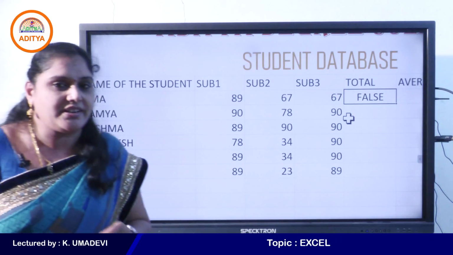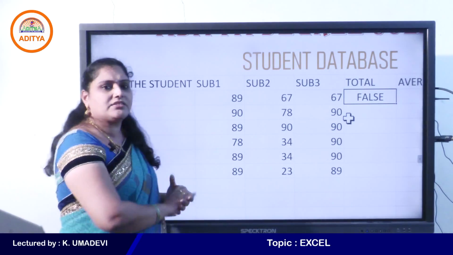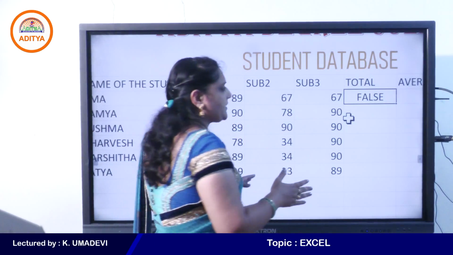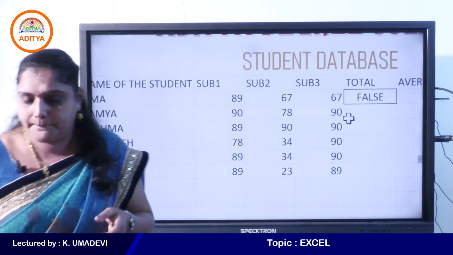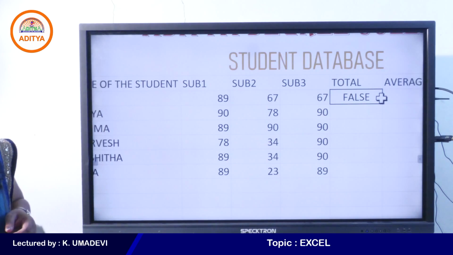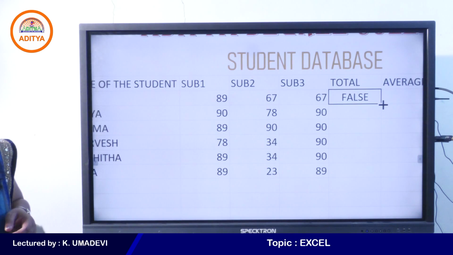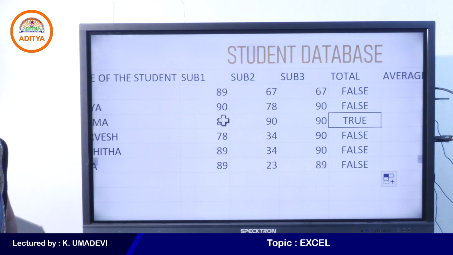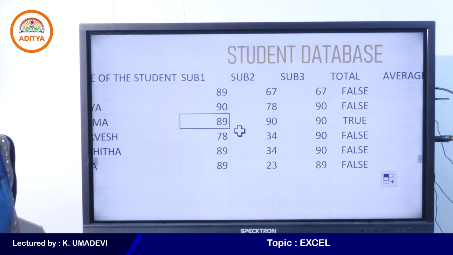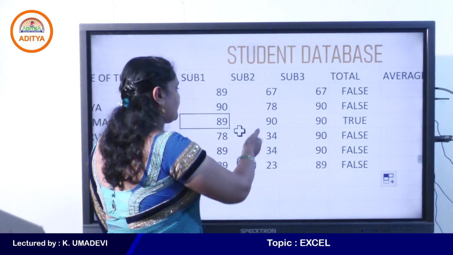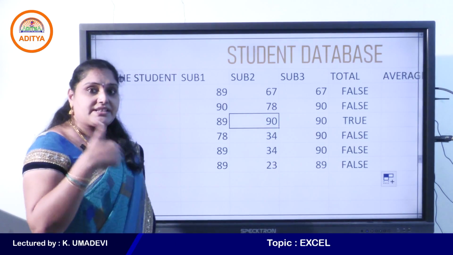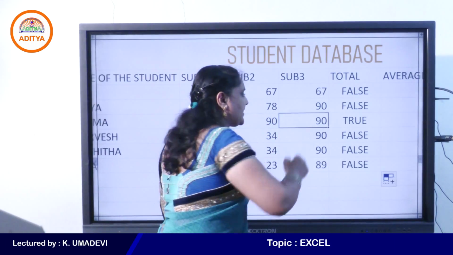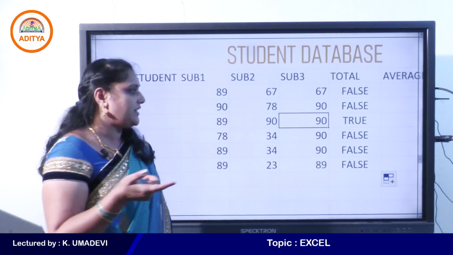Let me show you one thing, students. See, now the result is false, right? If you want to copy the same formula, simply use autofill or fill handle. See over here only one cell contains true. Why? Because here subject 1 contains the marks that is greater than 80 and subject 2 contains the value that is greater than 80 and subject 3 cell contains the value greater than 80. That's why it returns true.